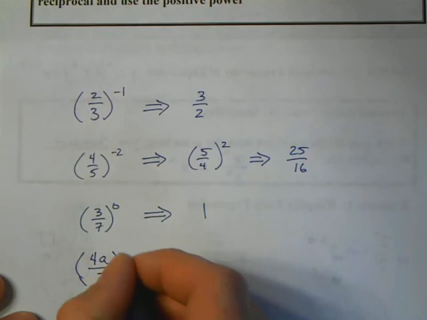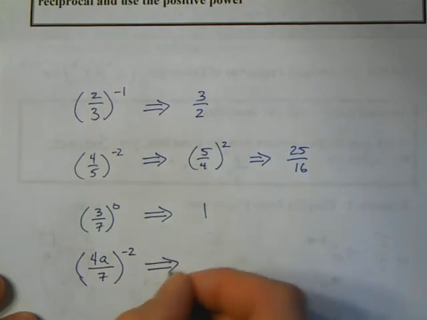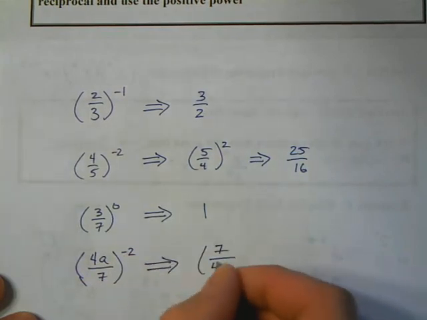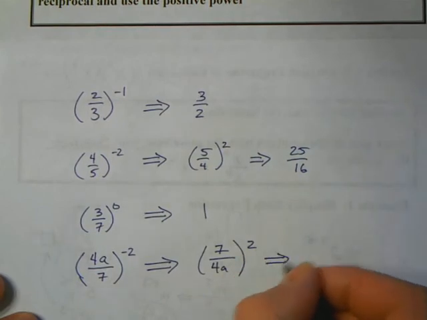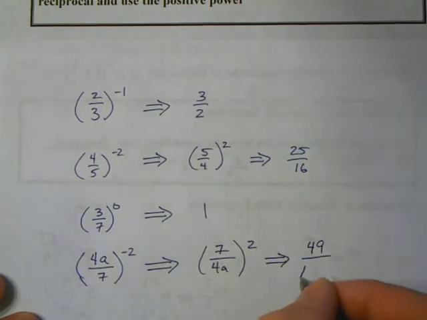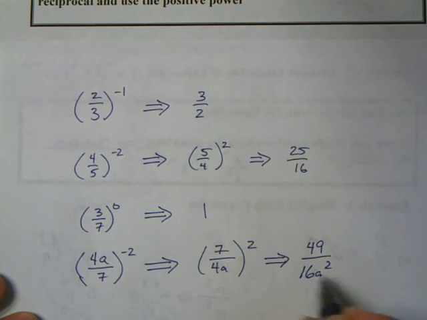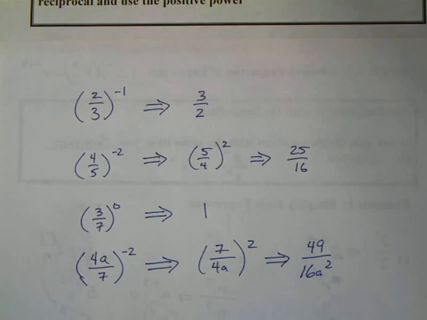And here's our final one. 4a over 7 raised to the -2. Well, let's flip the whole thing. 7 over 4a to the +2, which becomes 49 over 16a squared. How did I get those? I squared all 3 of them. So remember, when you're taking a negative exponent to a fraction, take the reciprocal and then flip it over and do the positive exponent.